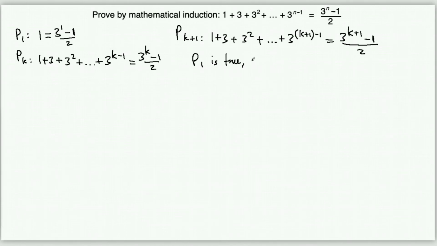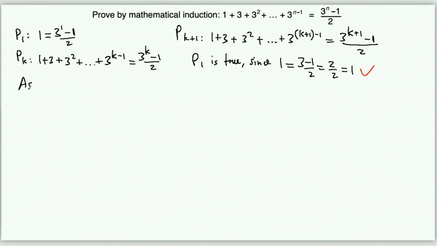So now we're going to show that P1 is true by verifying. So we have 1 on the left side, so we have to verify that the right side is also 1. 3 to the first power is 3. 3 minus 1 over 2 is 2 over 2, which is indeed 1. So P1 is verified to be true.